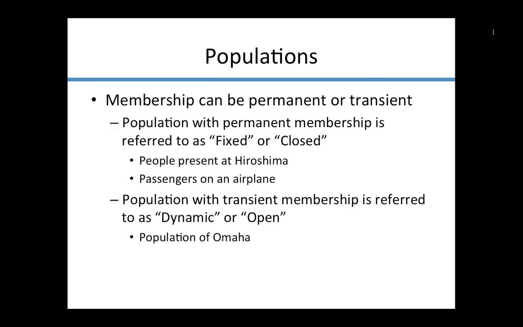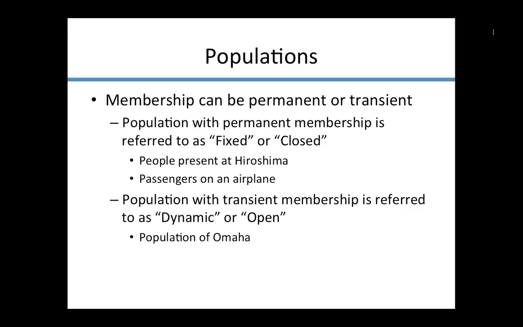When it comes to populations, membership can be permanent or transient. A population with a permanent membership is referred to as a fixed or closed population. For example, people experiencing a particular unique event, like being present in Hiroshima, or passengers on a particular airplane, or people enrolled in a specific cohort. Specific cohorts like the Nurses' Health Study, Physicians' Health Study, and Framingham Study are closed cohorts.